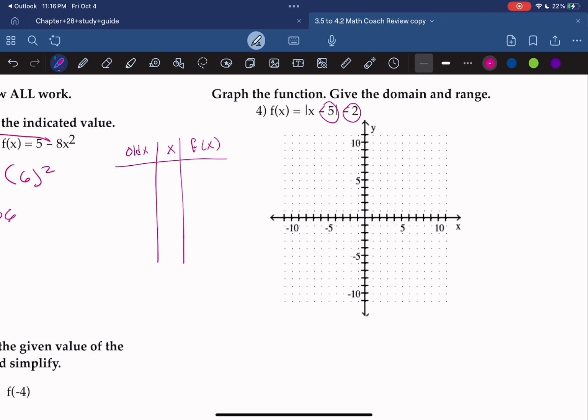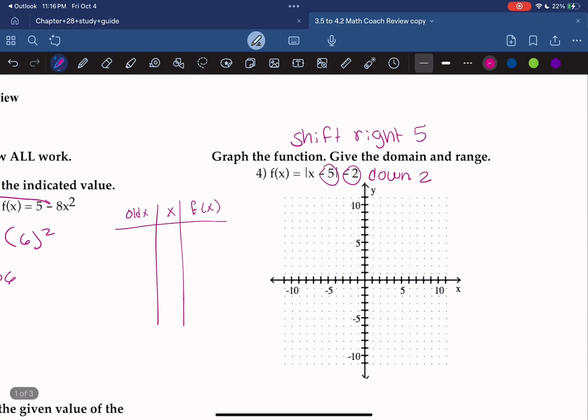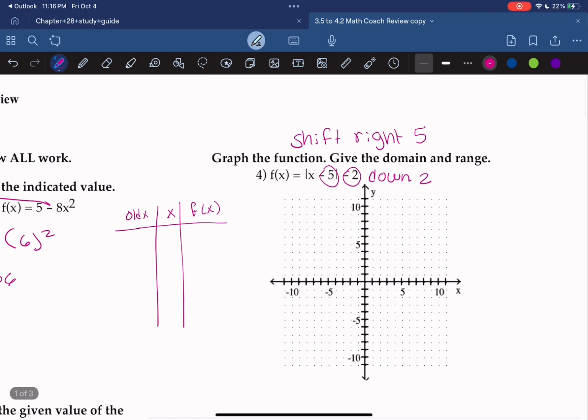What does the -5 mean? That means there's going to be a shift. And we always want to do the opposite of what's in the absolute value bars. So if it's -5, we're going to shift right 5. And this means that we're going to go down 2. So x and y. Let's make our table. So let's use, as we always use, for our old x's, -2, -1, 0, 1, and 2.